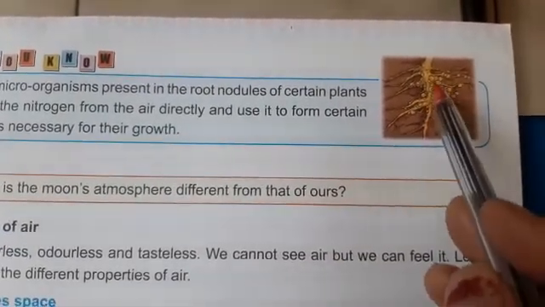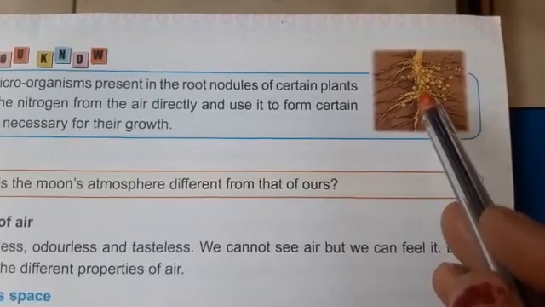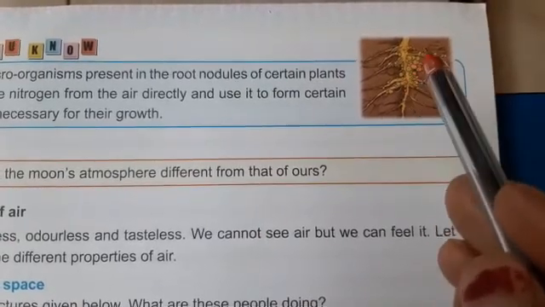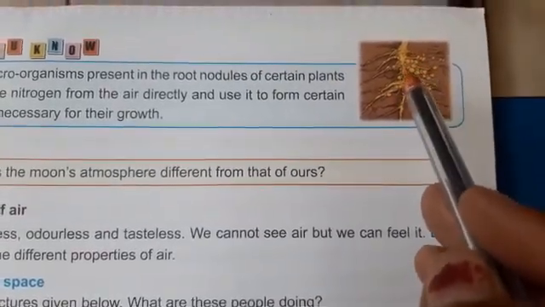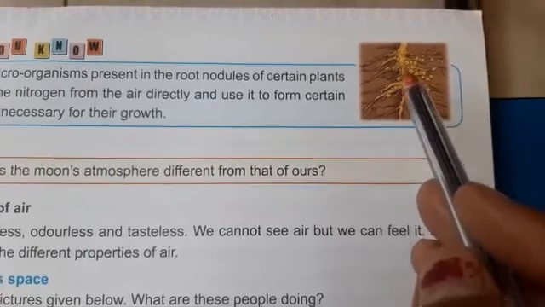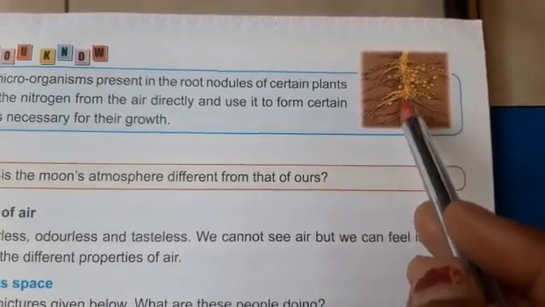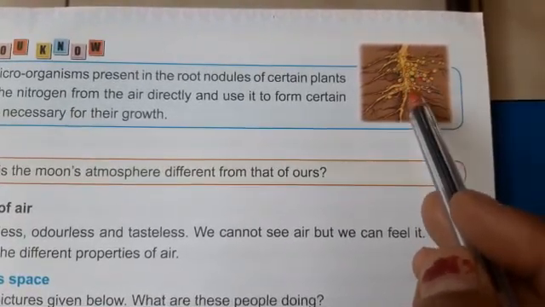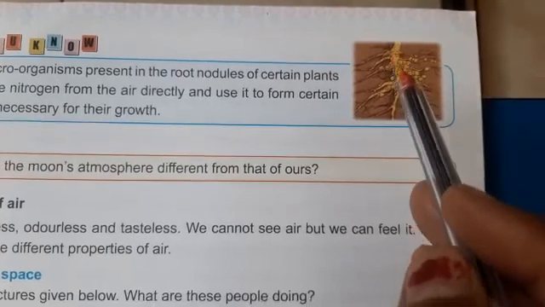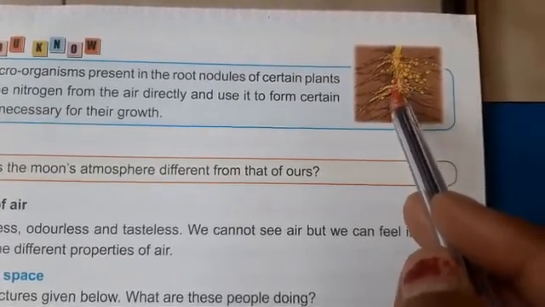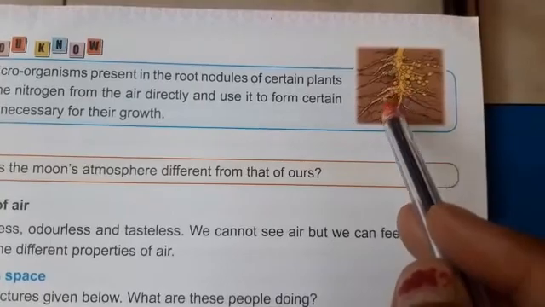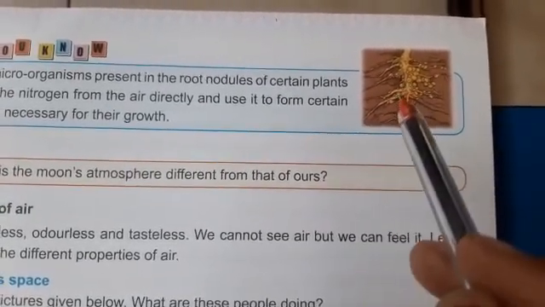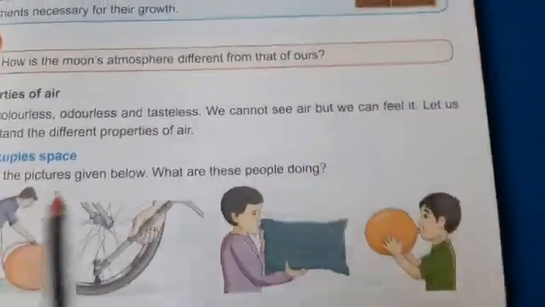Some microorganisms are present in the root nodules of certain plants, not all plants. In certain plants, the microorganisms in the root nodules absorb the nitrogen from the air directly and use it to form certain nutrients necessary for the growth of those plants.